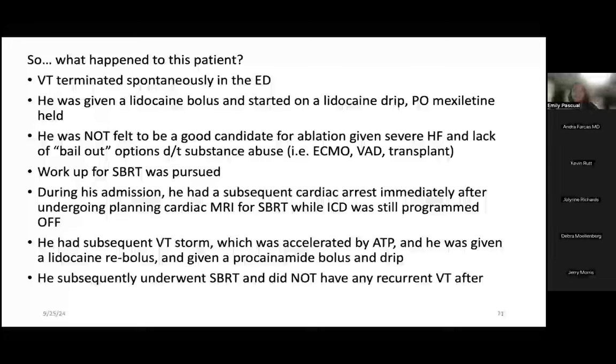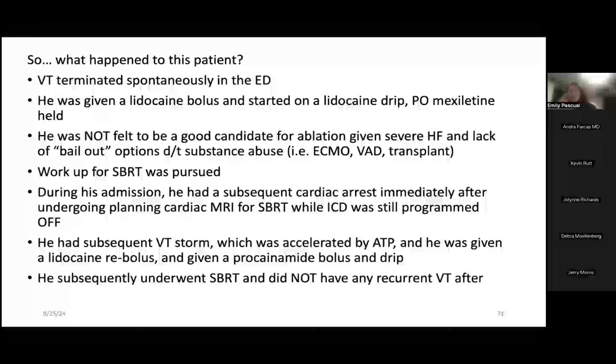There are multiple studies done on radiation therapy for VT. So akin to radiation therapy you'd use for cancer, it's a single dose of radiation. He actually had another cardiac arrest in the hospital while he was undergoing cardiac MRI. We have to get imaging to plan where we're going to deliver radiation. And we turn off their defibrillator for the MRI because the MRI causes electromagnetic interference and that can cause the ICD to go off. And so he actually was resuscitated down in MRI and then was brought to the ICU.